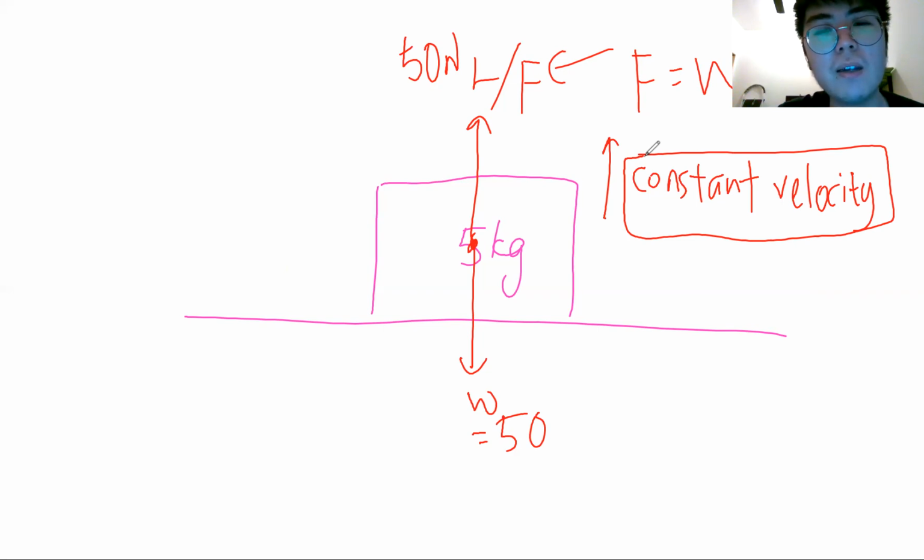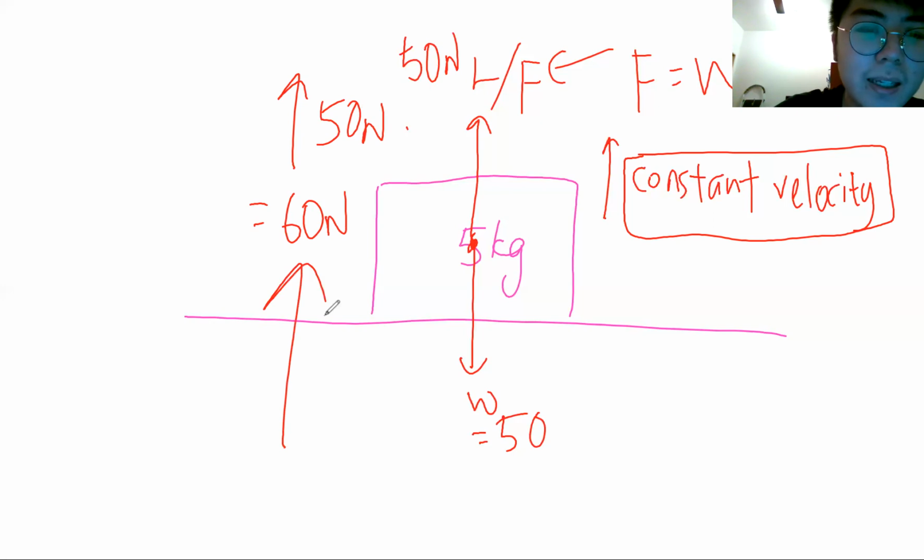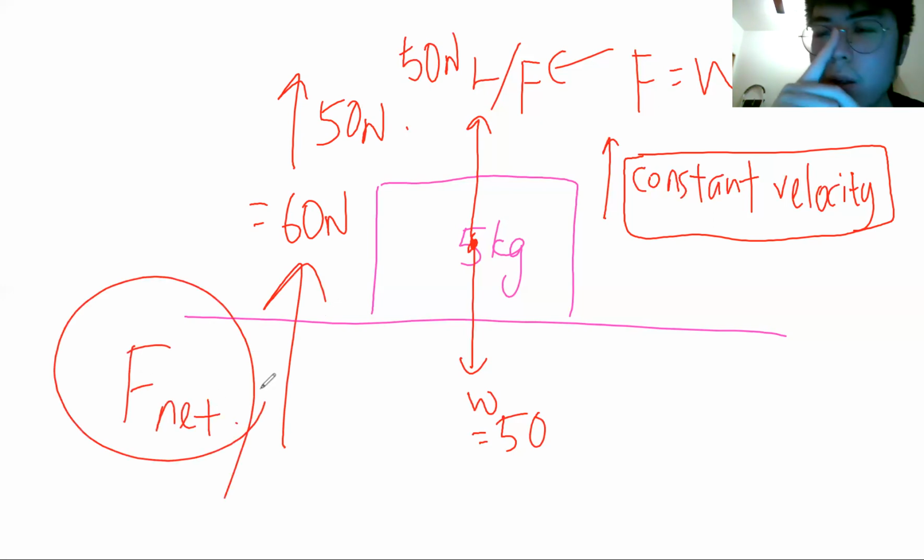Now if you apply a force that is greater than 50 Newton, for example, 60 Newton, you are creating a net force acting upward. In this case, the object no longer moves at a constant velocity. It accelerates because there is a net force. So the object accelerates upward.